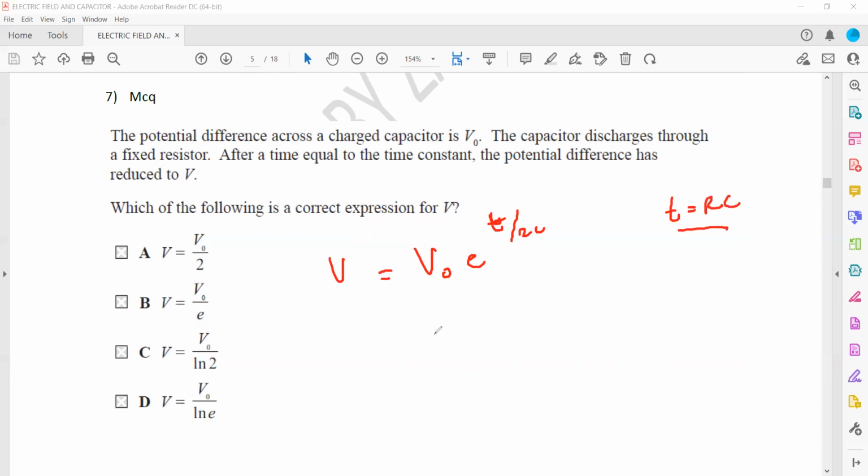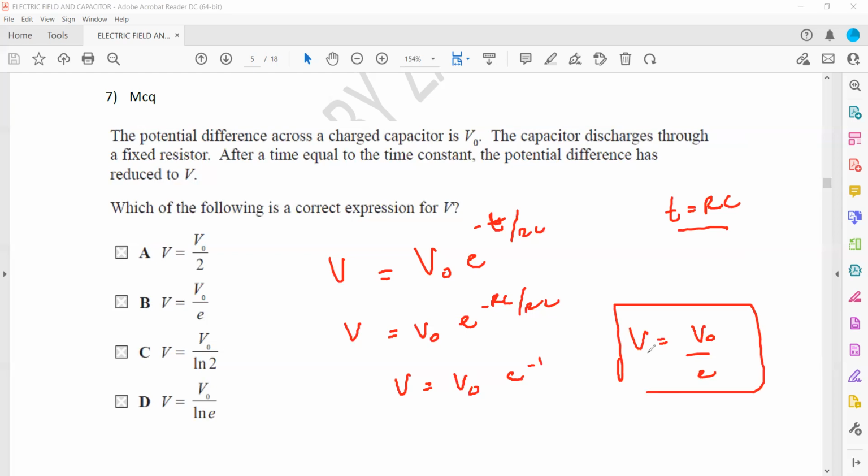we can say V equals V naught e raised to the power minus RC over RC. So when we simplify, V equals V naught e raised to the power minus 1. And e raised to the power minus 1 will go in the denominator. So V equals V naught divided by e. So the voltage in the capacitor after a time equal to the time constant is V naught divided by e. That's why option B is the right answer.